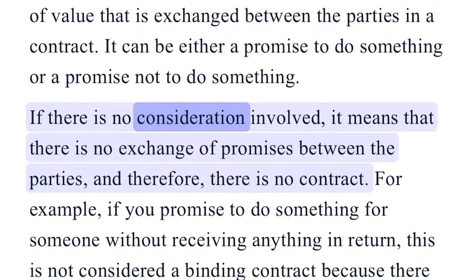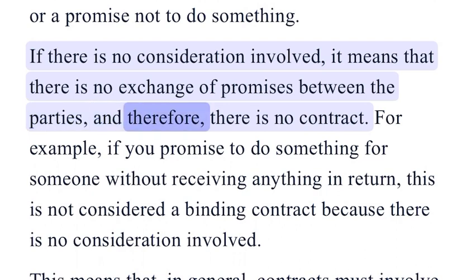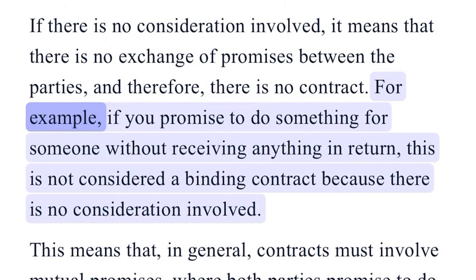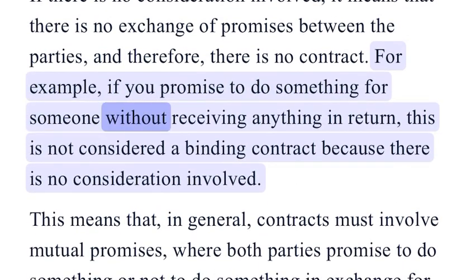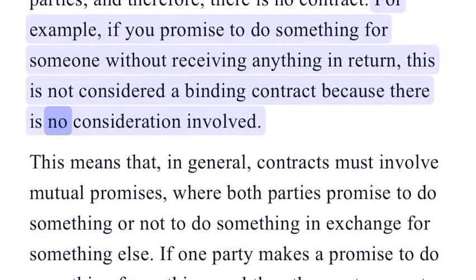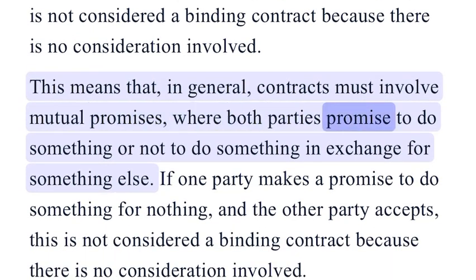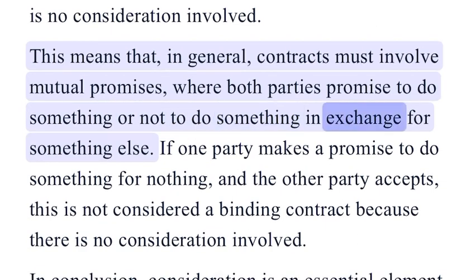If there is no consideration involved, it means that there is no exchange of promises between the parties, and therefore, there is no contract. For example, if you promise to do something for someone without receiving anything in return, this is not considered a binding contract because there is no consideration involved. This means that, in general, contracts must involve mutual promises, where both parties promise to do something or not to do something in exchange for something else.